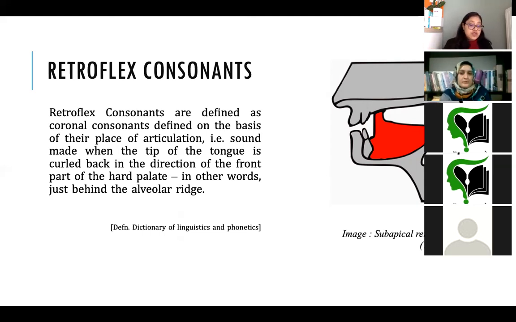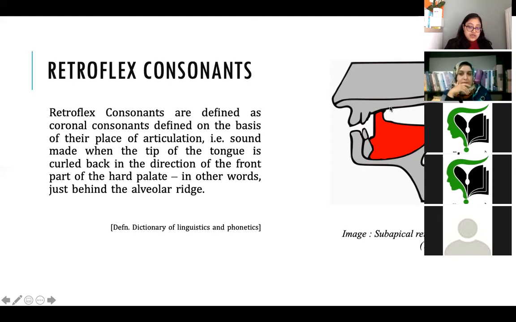Retroflex consonants, according to the Dictionary of Linguistics and Phonetics, are coronal consonants determined on the basis of their place of articulation. That is the sound made when the tip of the tongue is curled back, as we can see here, and then in the direction of the front part of the hard palate, right here, kind of like this.